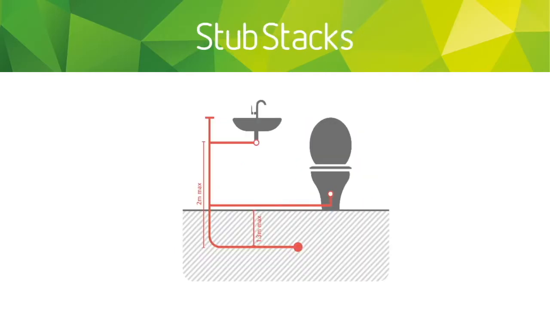There's something called a stub stack. Building regulations outline the maximum depths you can have for stub stacks. This is on your ground floor only. You can't have stub stacks on the top floors. It goes direct to drain without any air admittance valves or vented stack.